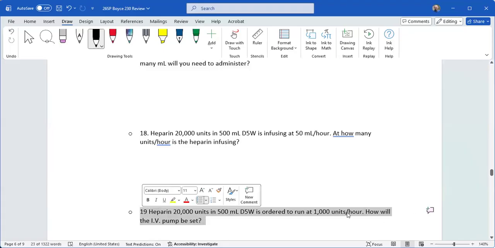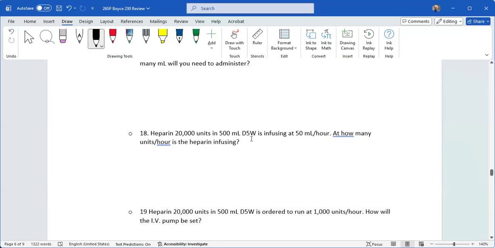The example I was looking for was something like this, where you are either converting units per hour to milliliters per hour or milliliters per hour to units per hour. So you're just doing a conversion. For this one, you have a couple pieces of information. It's just like the heparin protocol. It tells you what's in the IV. So this is in their IV, the 20,000 units and 500 milliliters.